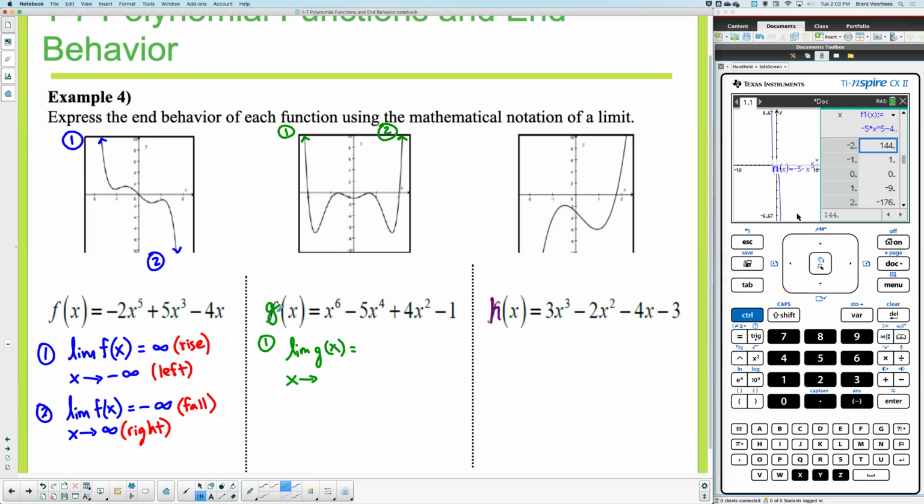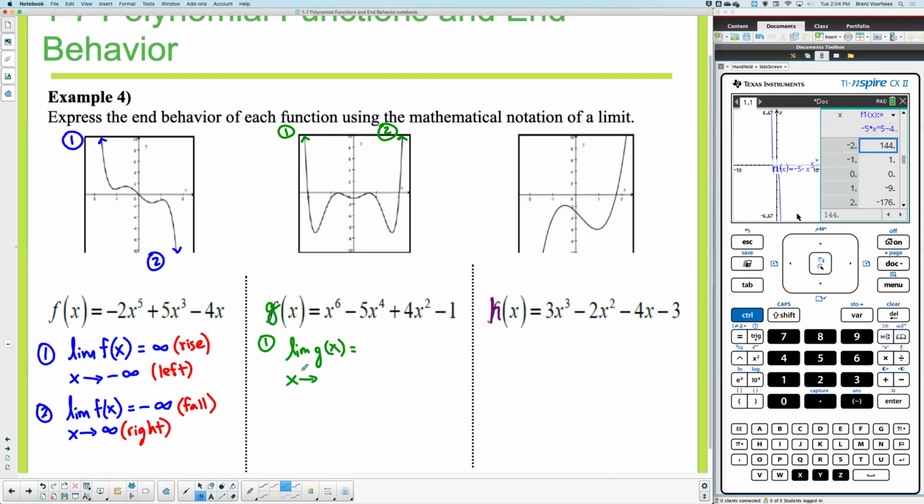So I put LIM g of x, meaning this equation. Tell me about this arrow. What two directions is this arrow going? Let me do it one at a time. Is this arrow pointing to the left or to the right? Which way is it moving, left or right?